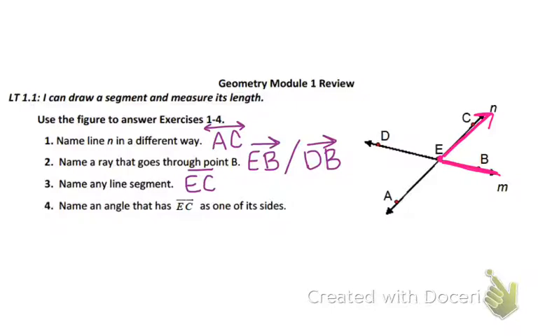So if I'm naming that angle, that would be angle CEB. But you could also have a variety of answers. You could have angle DEC, so you could have this one. You could even have angle AEC, so this one. It's a straight angle. So you have a variety of answers. Alright, moving on.